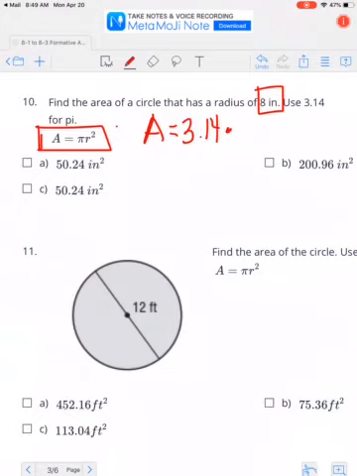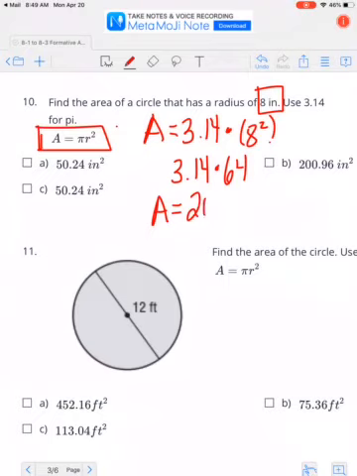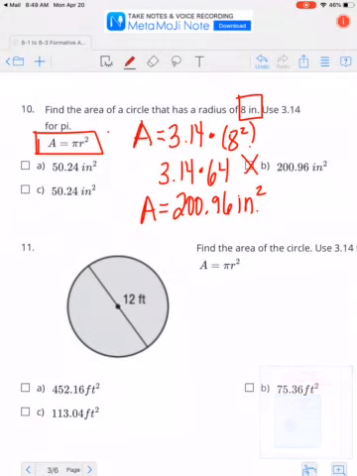3.14 times 8 squared. So 8 squared, remember, is not 8 times 2, it is 8 times 8. So I have 3.14 times 64. So I'm going to do 3.14 times 64, and that is going to be area is equal to 200.96, and then inches, and remember when we have area, our units are squared. So 200.96 inches squared, which was letter B.